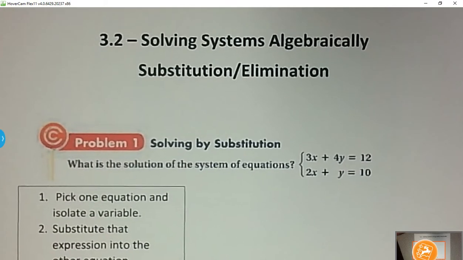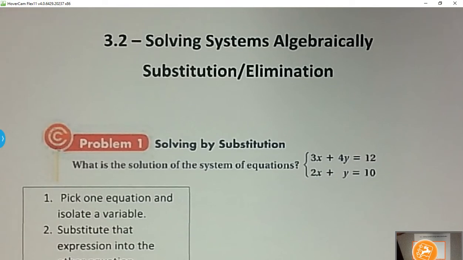Alright guys, today we're going to go over section 3.2, solving systems algebraically. That's using substitution and elimination. This is something that you should have seen before, should not be anything new, so we're going to go through it rather quickly since it is a review. Last time we solved systems by graphing and by looking at the tables. This is just one more way to get the same type answers.